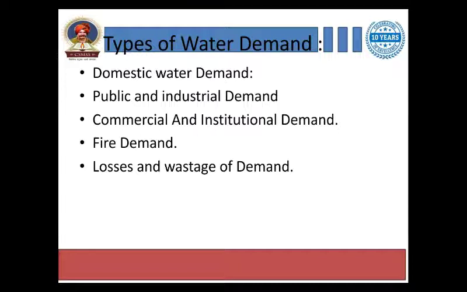So domestic water demand. Then public and industrial water demand. It means if you consider an industry, then we have to study the water required by that industry to produce one unit. If it is a car industry, then we have to calculate the water required for the production of one car, right. Then commercial and institutional demand.